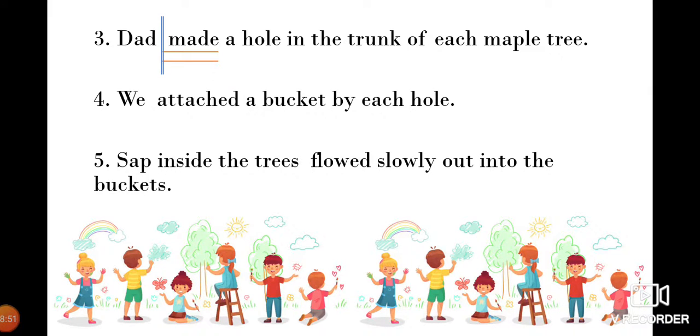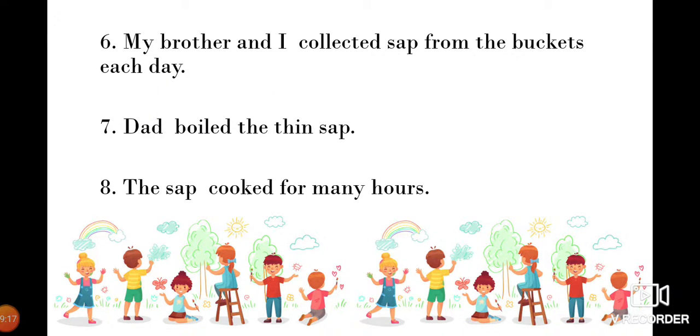"We attach a bucket by each hole." In this case, we separate subject and predicate. We underline the verb two times. In this case it is attach. Number five, "Sap inside the trees flowed slowly out into the buckets." We separate the subject and we underline the most important word in the predicate, that is flowed. Excellent. Now, number six, "My brother and I collected sap from the bucket each day." We separate the two parts of the sentence and we underline the verb two times. Collected, yes.